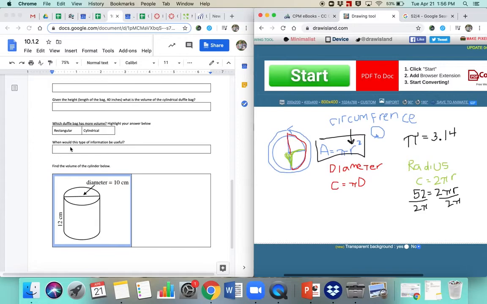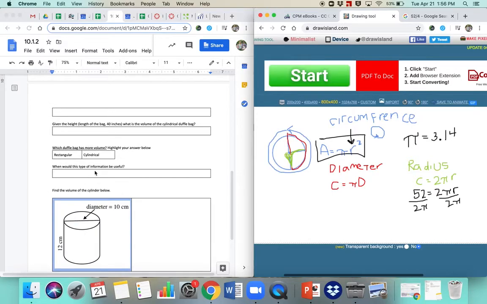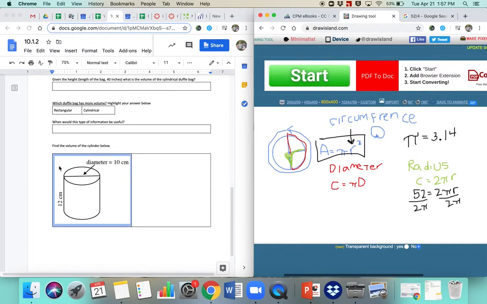Then, when would this type of information be useful? Why does it matter? They're both the same size of fabric. Why does it matter which one's bigger? You're going to answer that question here. And then your last question is find the volume of the cylinder below.